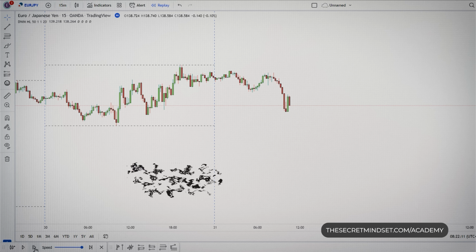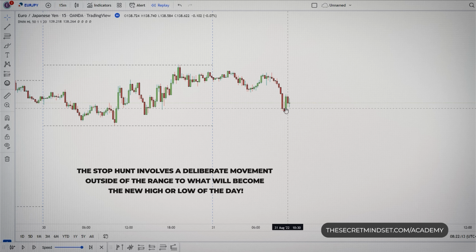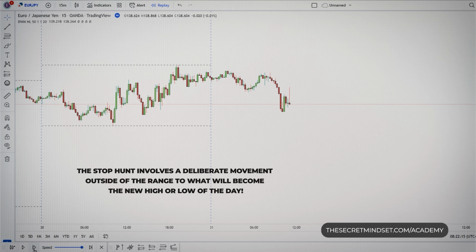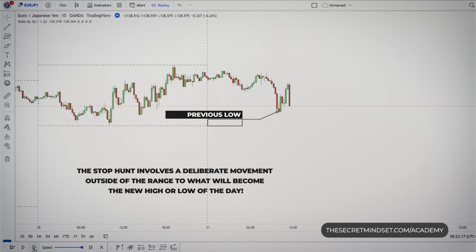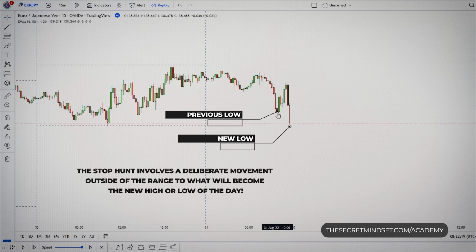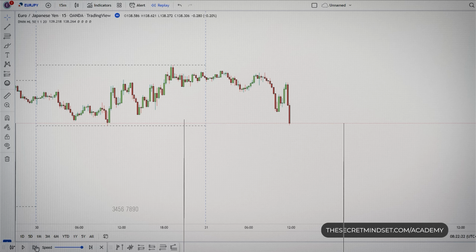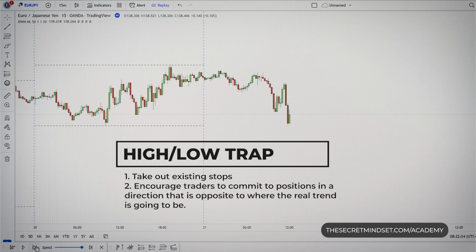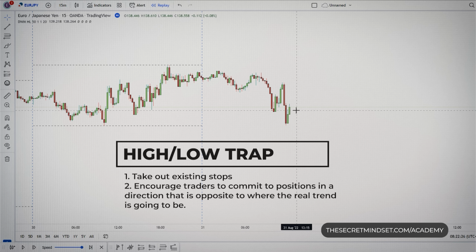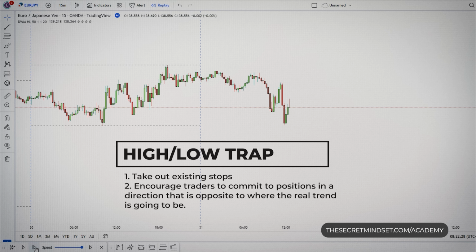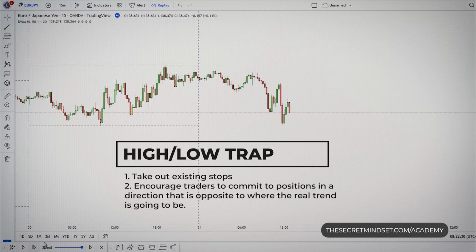The stop hunt involves a deliberate movement outside of the range to what will become the new high or low of the day. The stop hunt has two major objectives: to take out existing stops and to encourage traders to commit to new positions in a direction that is opposite to where the real trend is going to be.